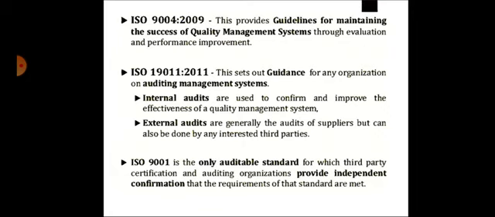ISO 19011 of year 2011. This sets out guidance for any organization on auditing management systems, which may be of internal type or external type. The internal audits are used to confirm and improve the effectiveness of a quality management system. On the other hand, external audits are generally the audits for suppliers, but can also be done by any interested third party.